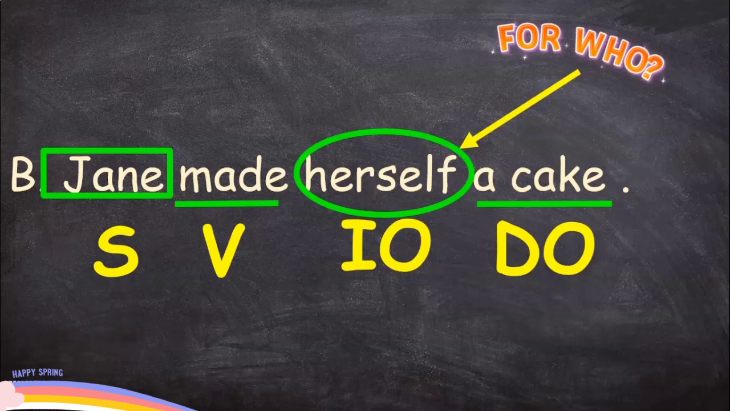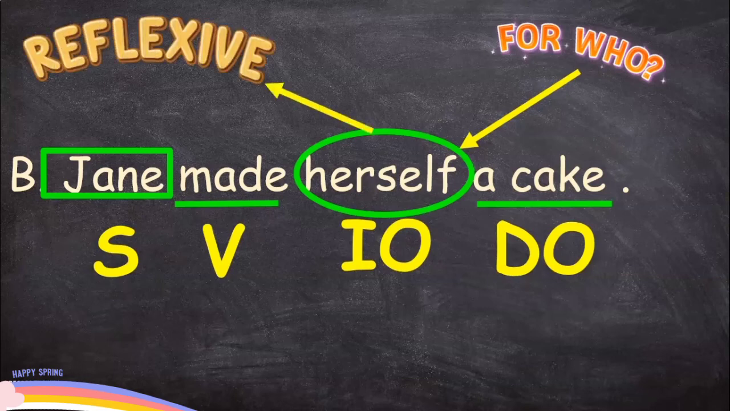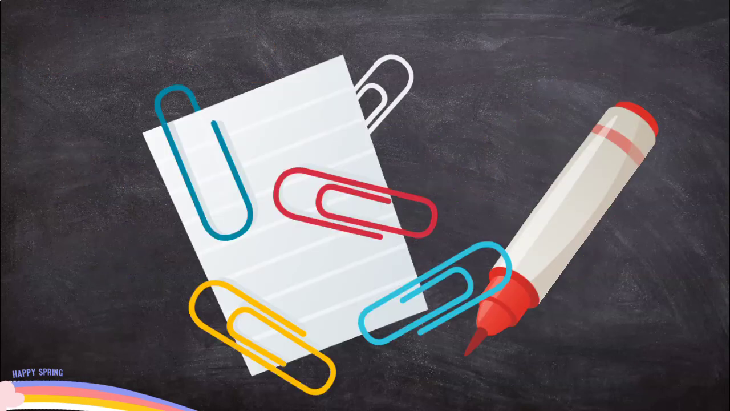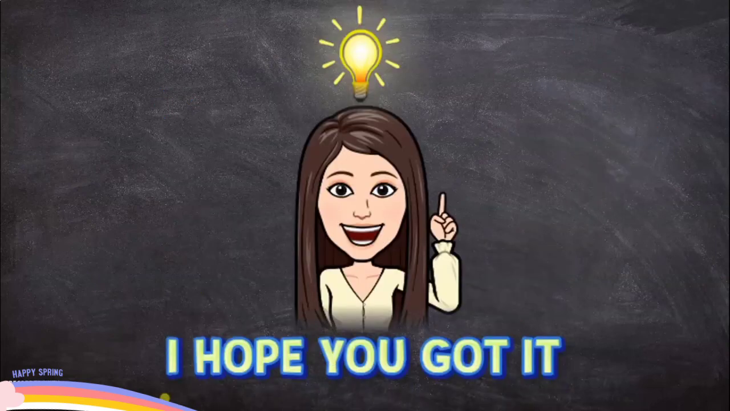So since herself is a part of the sentence pattern, it answers an important question in your sentence. It gives an added information in your sentence. Then your answer for sentence B should be reflexive pronoun. We cannot remove it from the sentence. Remember that. I hope you have answered that correctly. Because if yes, then that means that you have really understood our discussion for today.